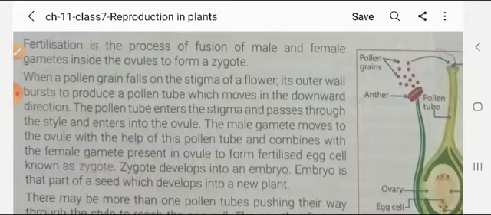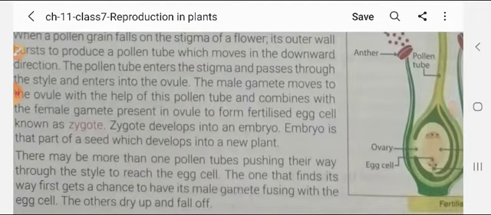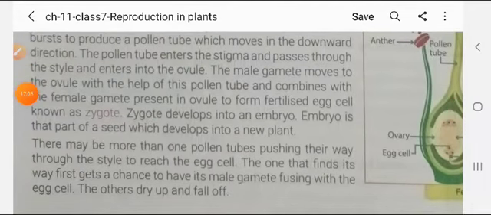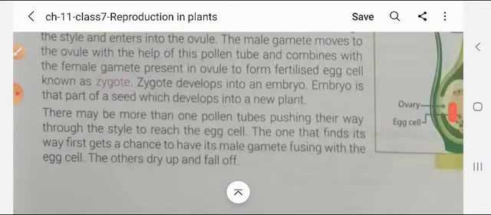The zygote develops into an embryo. An embryo is that part of the seed which develops into a new plant. So step by step it occurs. First comes pollination. Then after pollination comes fertilization, when the male gamete fuses with the female gamete. The male gamete moves toward the ovule with the help of a pollen tube and combines with the female gamete, and the formation of the zygote starts, meaning the egg cell forms the zygote. The zygote develops into an embryo. Students, once again, the embryo is that part of the seed which is capable of producing a new plant.